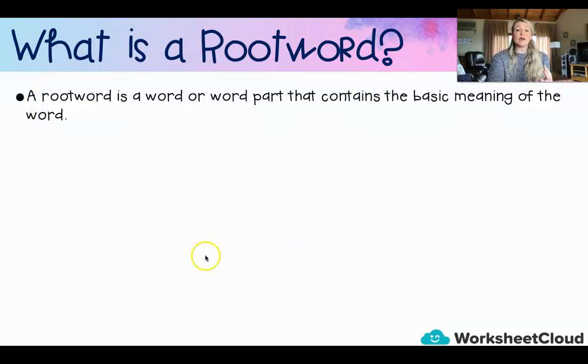A root word is a word or a word part that contains the basic meaning of the word as a whole. Okay, it is the fundamental part of your word. And then the rest of the word can sort of wrap around your root word, whether it's in the beginning or the end, which I'm going to get into.